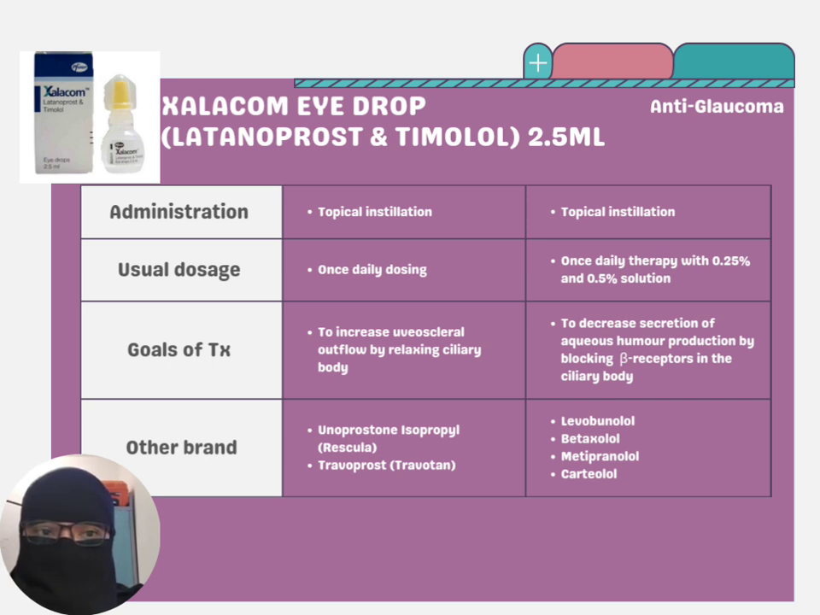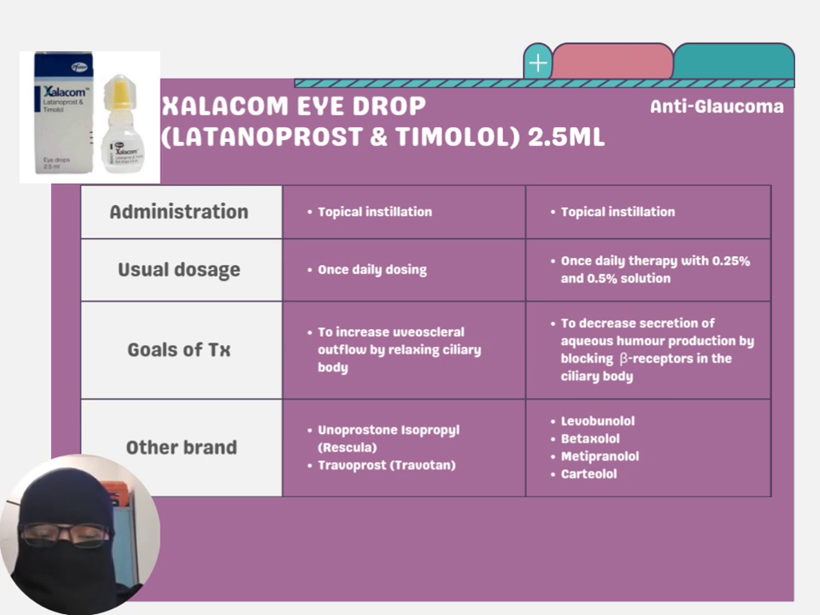The goal of treatment for prostaglandin is to increase uveoscleral outflow by relaxing the ciliary body, while for timolol, the adrenergic antagonist, it is to decrease secretion of aqueous humor production by blocking beta receptors in the ciliary body.